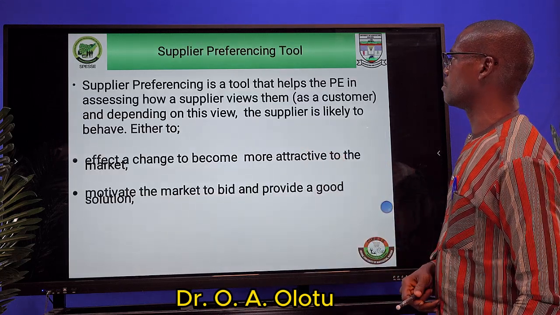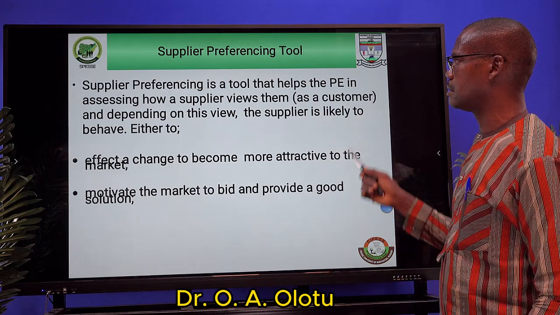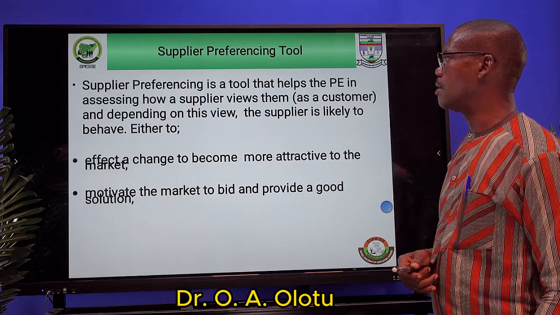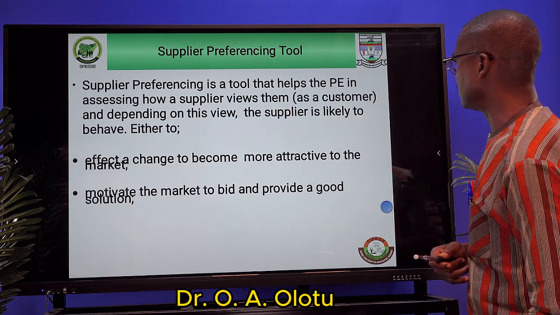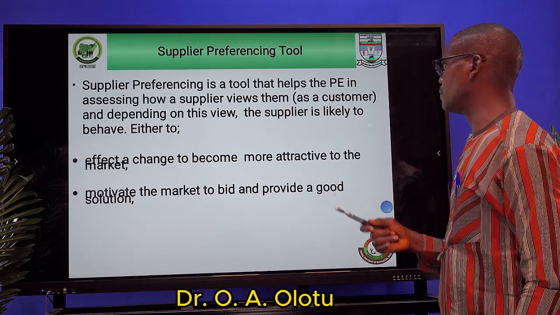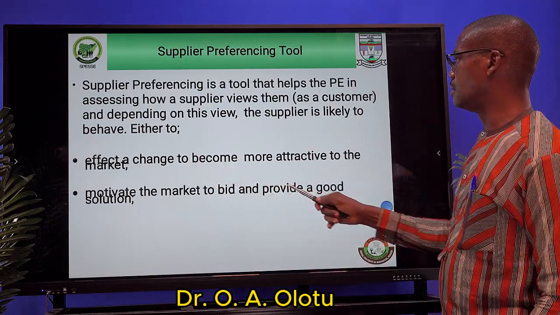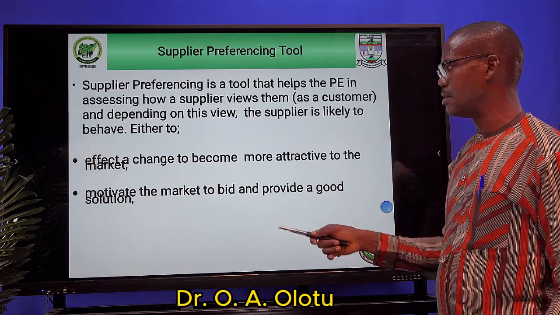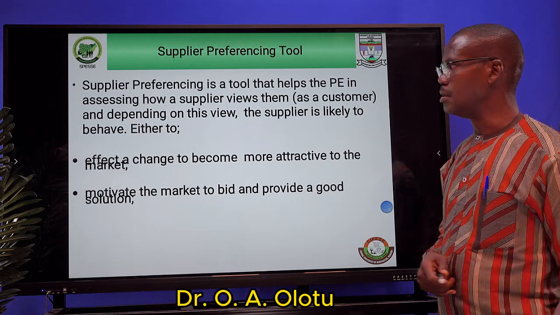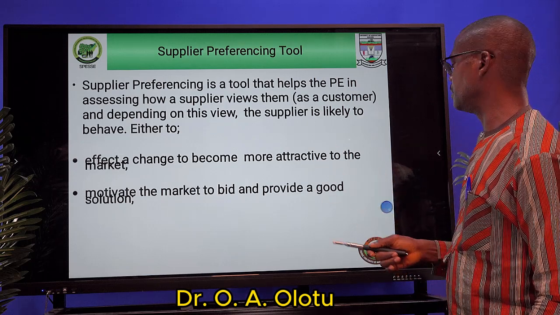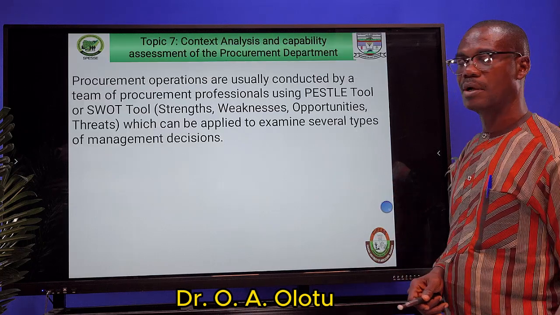Then this takes us to the supplier preference tool, which is a tool that helps the procurement entity in assessing how a supplier views them. Depending on this view, the supplier is likely to behave either to effect a change to become more attractive to the market, or to motivate the market to bid and provide a good solution. So supplier preferencing is a tool that is generally used by the procuring entity in the marketplace environment.